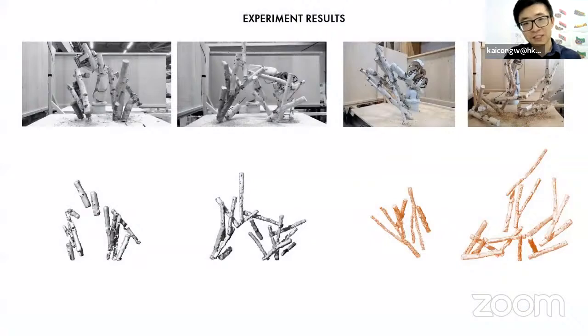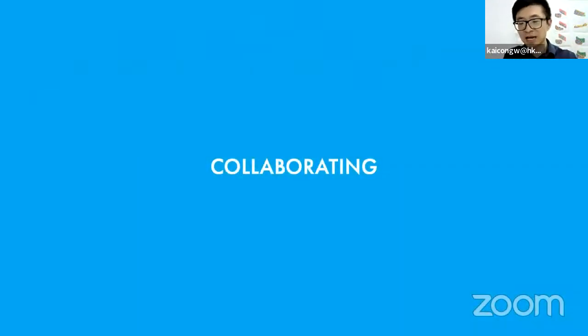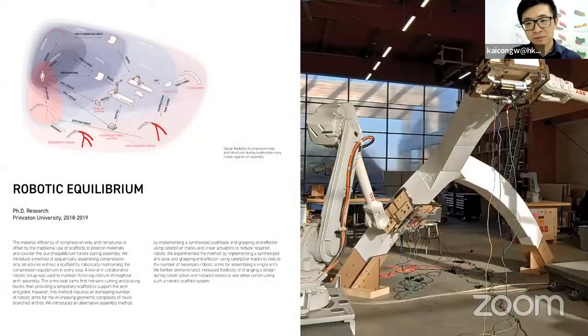But of course, the limitation right now, as you see, is that I only use one robotic arm all the time. Then I start to think about what if there is another level of complexity. By using multiple robotic arms, I start to research the collaborative potentials of robotic assembly. So this is mainly the experiment setup. There are two robotic arms. They will sequentially produce these compression-only arch structures.